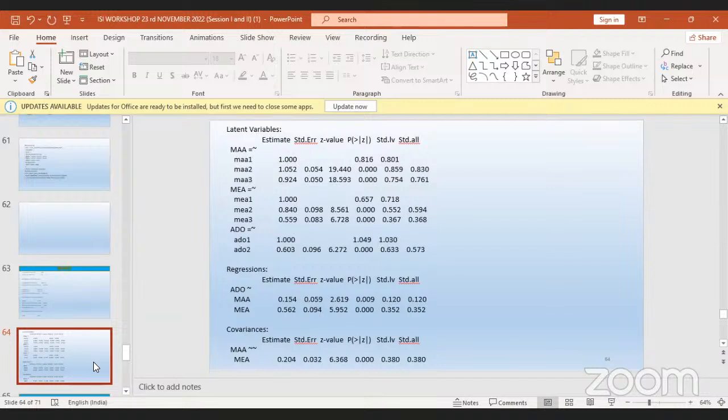That is nothing but the coefficient of regression. That is the relationship between adoption and marketing availability. And from the p-value, we can see there is a good covariance between adoption intention and the marketing availability, as well as with the material availability. And the covariance between marketing availability and material availability is also significant.